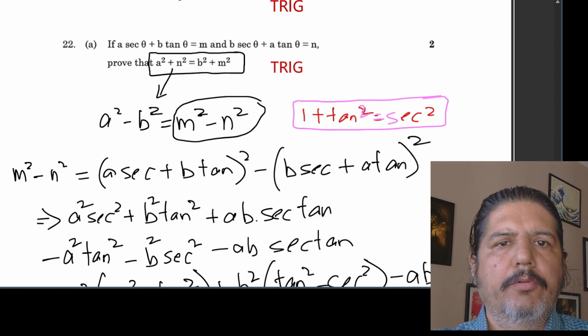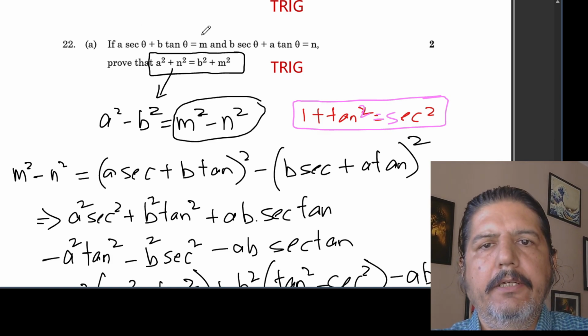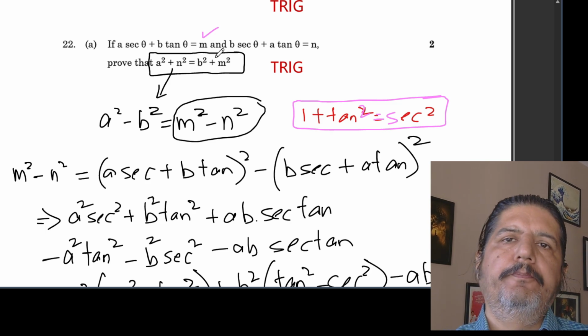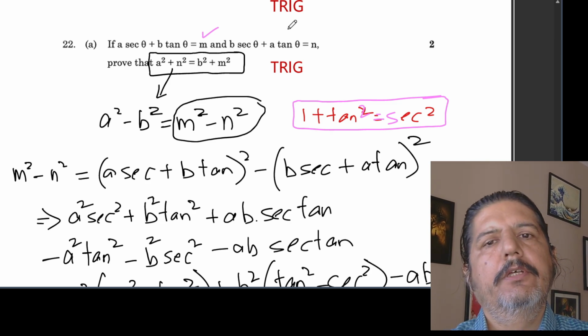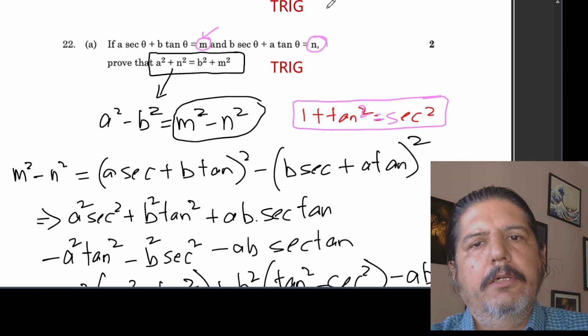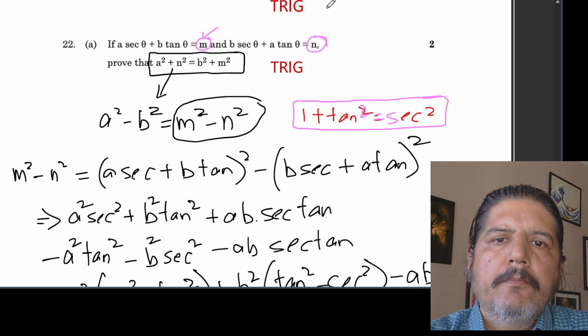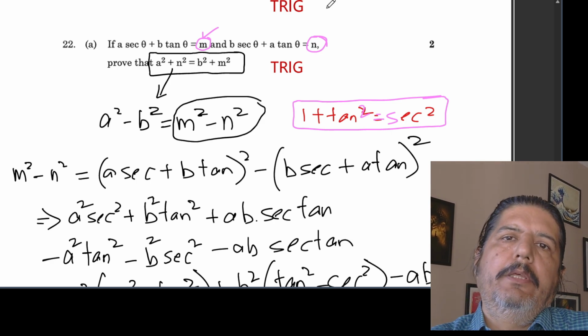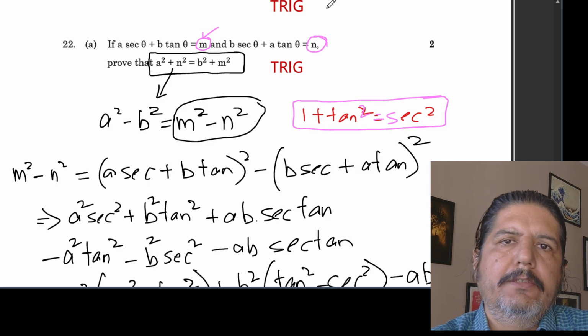So let us look at the next question. If sec A plus B tan theta is equal to m and B sec theta plus A tan theta is equal to n, prove that A square plus n square is equal to B square plus m square. So, what I found easier was, because I had the value of m and the value of n, there might be other ways of doing this question also, but what struck me at that time was to keep m and n on one side of the equation and a and b on the other side.